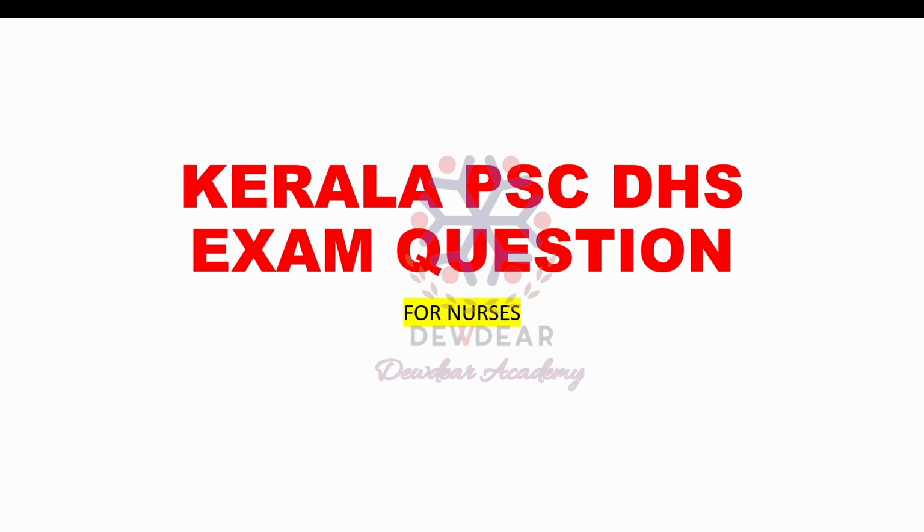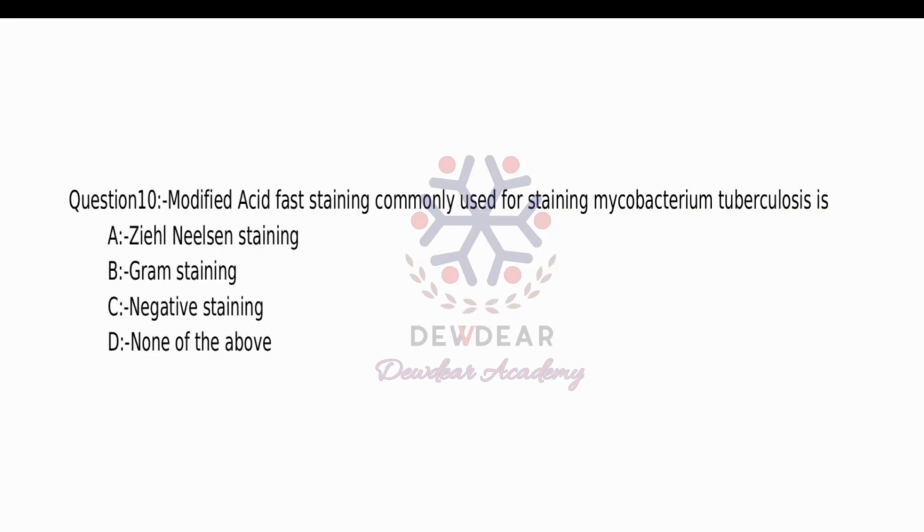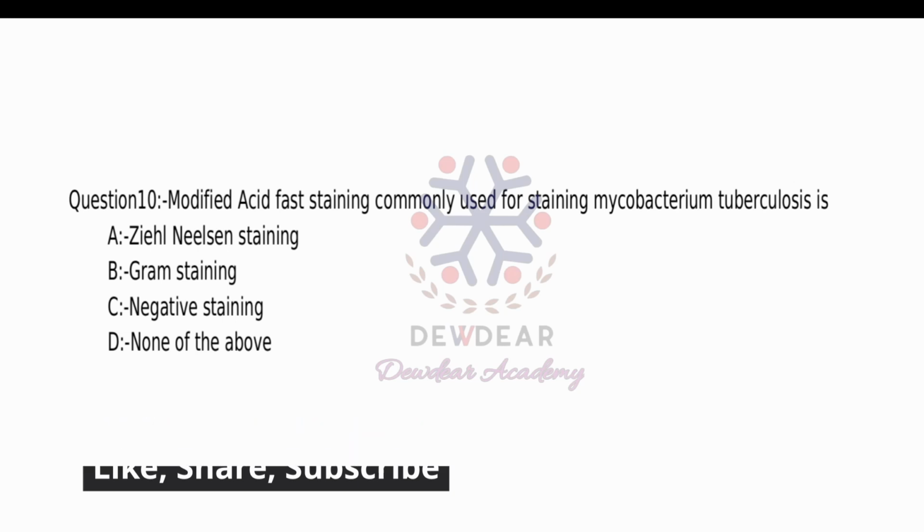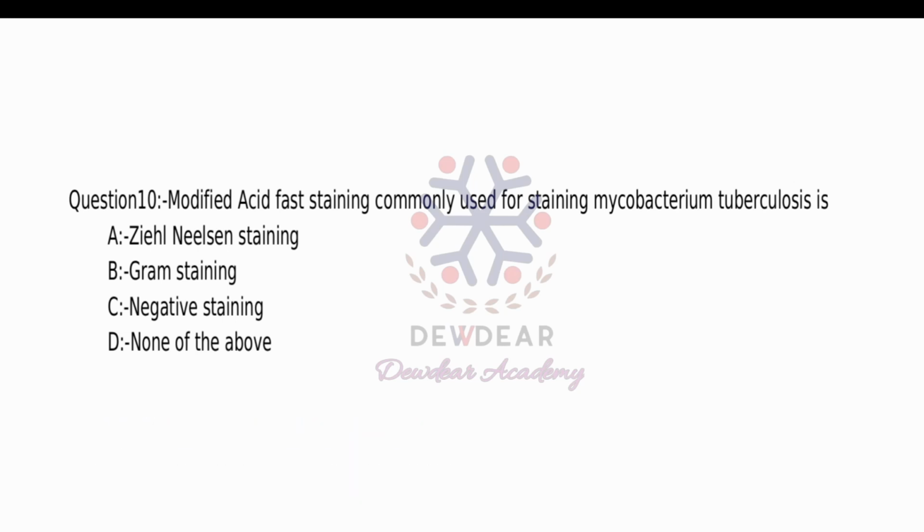I am discussing a Kerala PSC exam question, the DHS exam question paper. This video will be useful for all people who are preparing for different competitive nursing examinations. So the question is, modified acid fast staining commonly used for staining Mycobacterium tuberculosis is. Options are Ziehl-Neelsen staining, Gram staining, negative staining, and option D is none of the above.